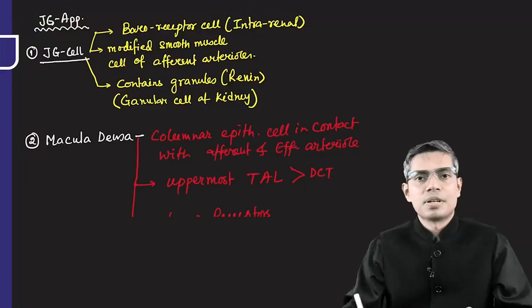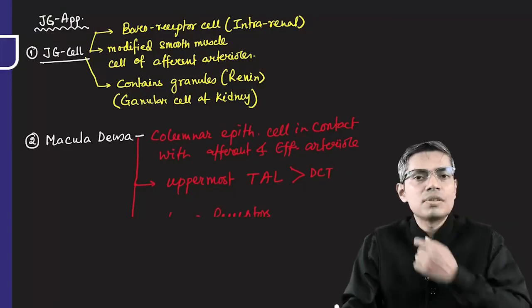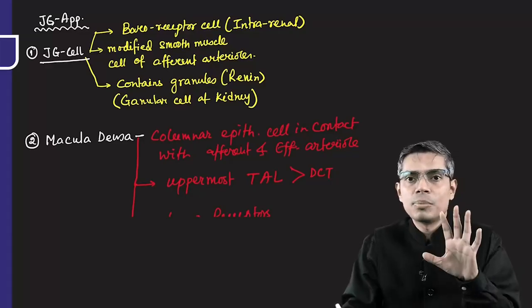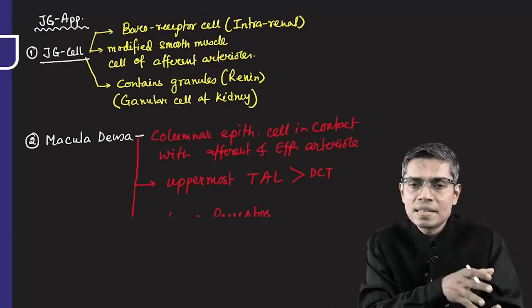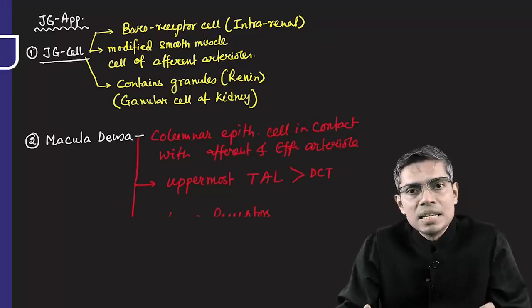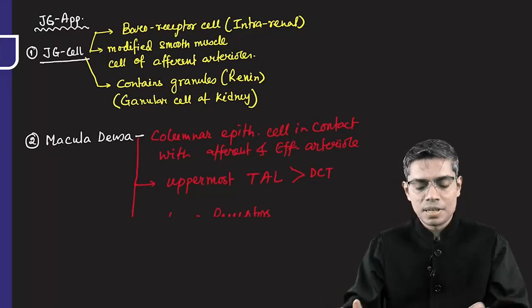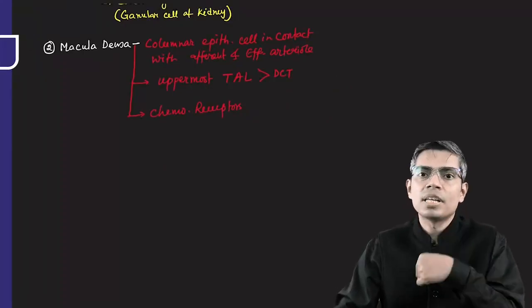Intrarenal baroreceptor cell, because pressure sensing cells are known as baroreceptors, right? The baroreceptors located in the carotid sinus and aortic body are systemic baroreceptors. There are certain baroreceptors located inside the kidney, which are nothing but the JG cells, known as the intrarenal baroreceptor. Similarly, the systemic chemoreceptors are located in the carotid body and aortic body.